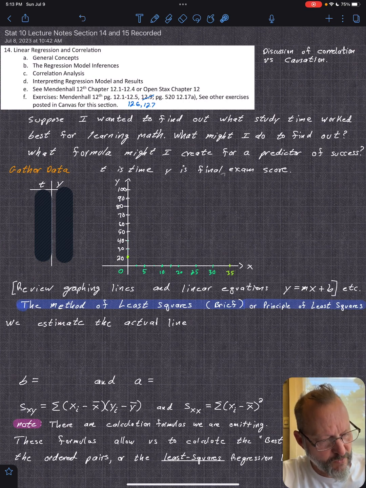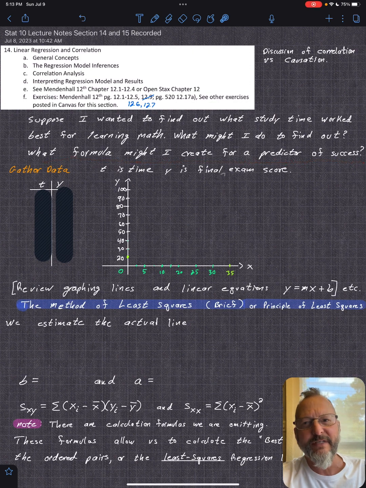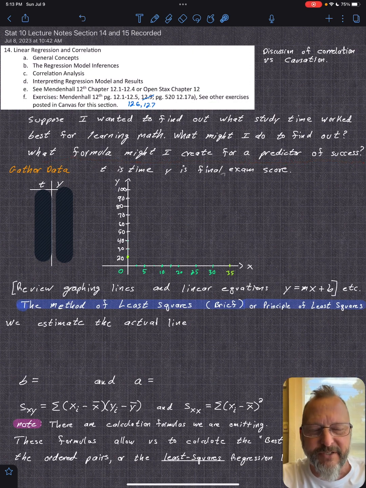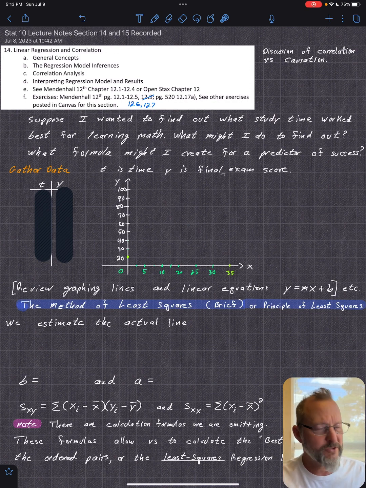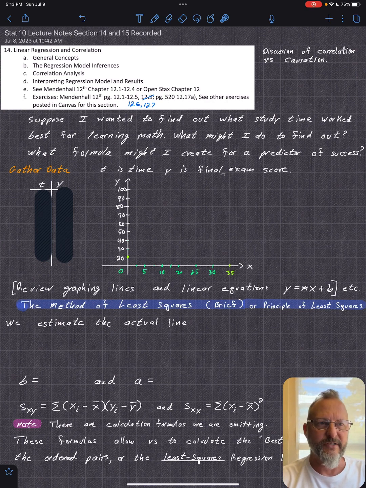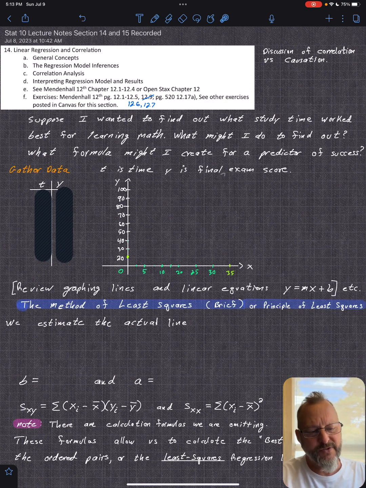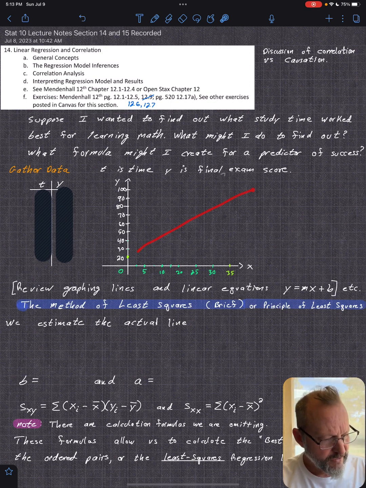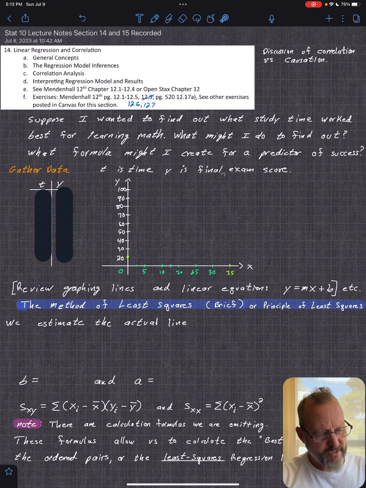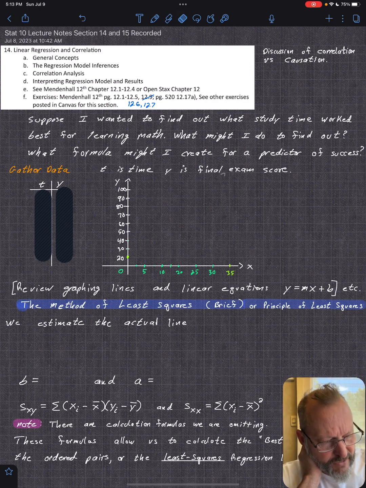So what formula might I create for a predictor of success? This isn't a really good example, but it's very tangible. Suppose we didn't know how much study time, and we're not necessarily assuming that if you study more, you do better, but let's assume it's some sort of linear relationship. So let's suppose I asked a bunch of students, asked all of you, and this is what I came up with.